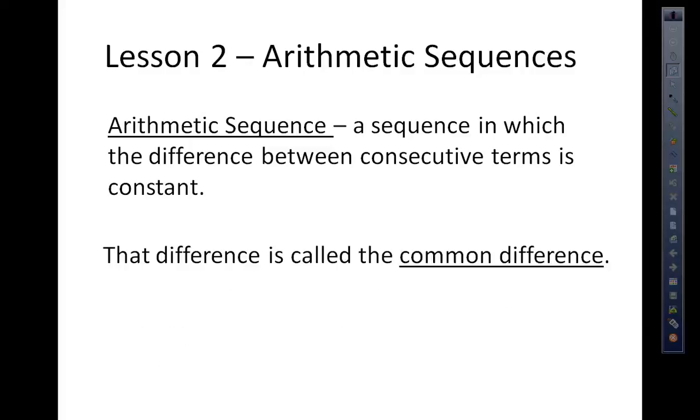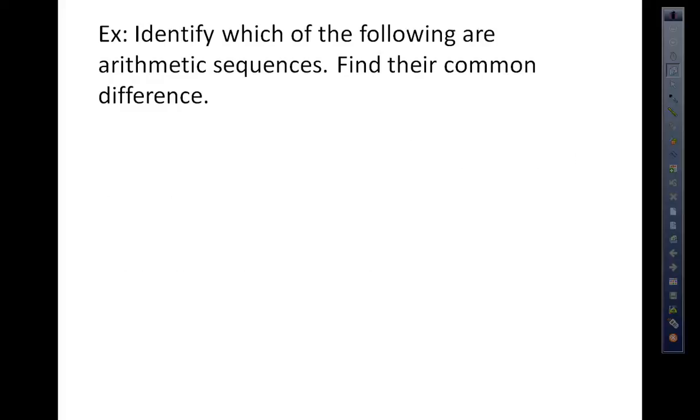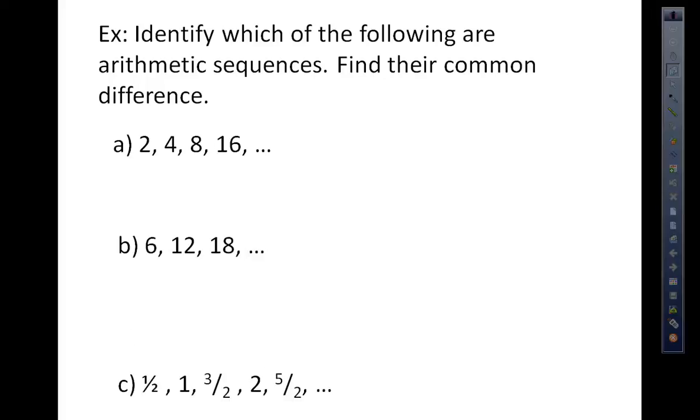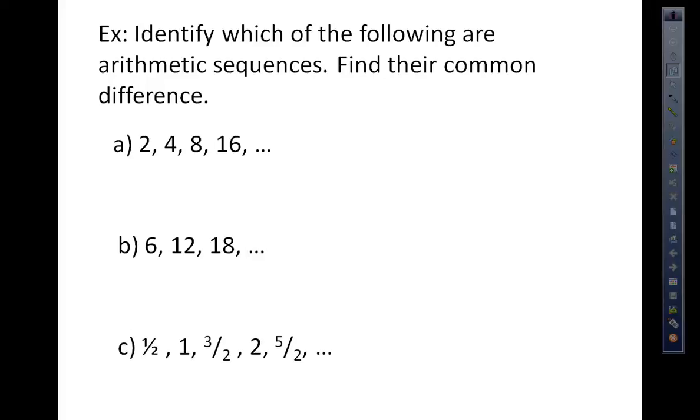The difference itself is called the common difference. So that amount that we're going up by each time, or that amount that we're going down by each time, is called the common difference. Let's look at some examples. Identify which of the following are arithmetic sequences and find their common difference. So here we have 3 examples.